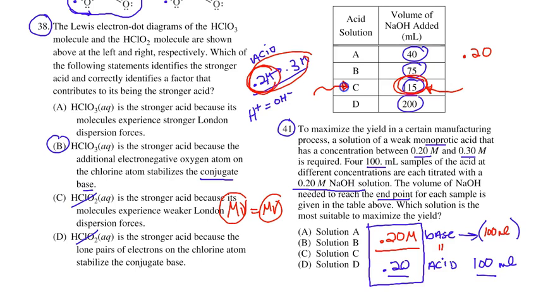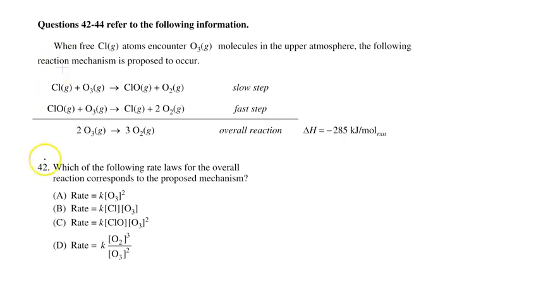Really, you're just estimating here, and that's an estimation question. So C is the answer. I would not ask you or spend the time to come up with the exact amount. You don't have to. This 200 is so far away from the 115, easy to estimate. 41 is C. Okay, number 42.